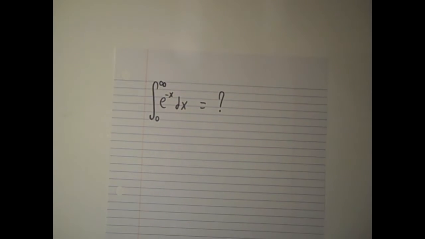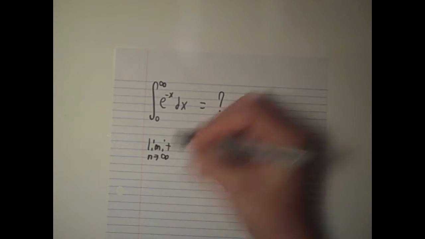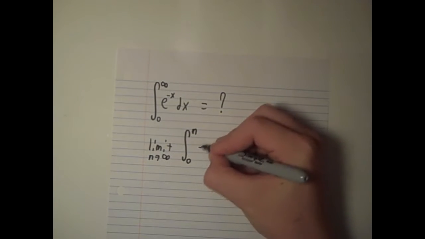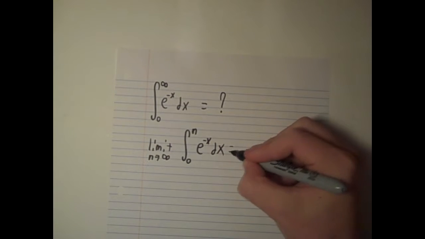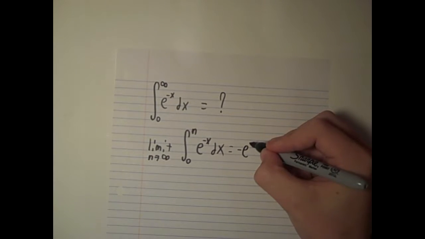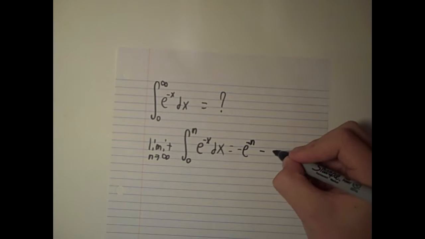So we can create a limit with n approaching infinity, replacing the infinity in the integral with n. And now we can find the antiderivative of e to the negative x, which just happens to be negative e to the negative x. You might understand at this point why I always use e to the x as an example.